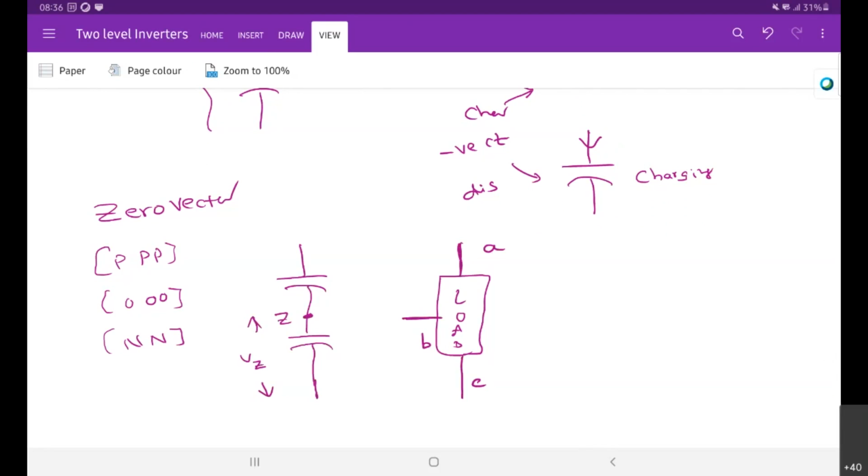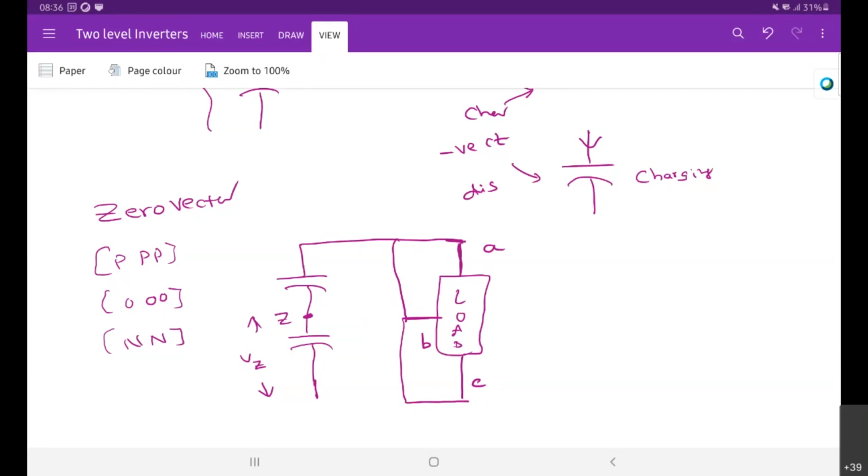Now the question is, if the switch state is PPP, how is the load connected to the capacitors? What is the meaning of PPP? P means the top switches are on. A phase is connected to E, so this is connected here. B phase is also connected to E, and C phase is also connected to E. A, B, and C phases are all connected to E.